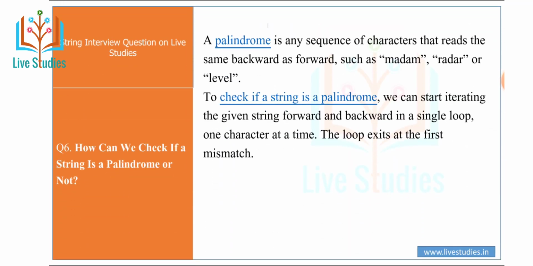Another question is, how can we check if a string is a palindrome or not? A palindrome is any sequence of characters that reads the same backward or forward, such as madam, radar, or level. To check if a string is a palindrome, we can start iterating the given string forward and backward in a single loop, one character at a time. The loop exits at the first mismatch.